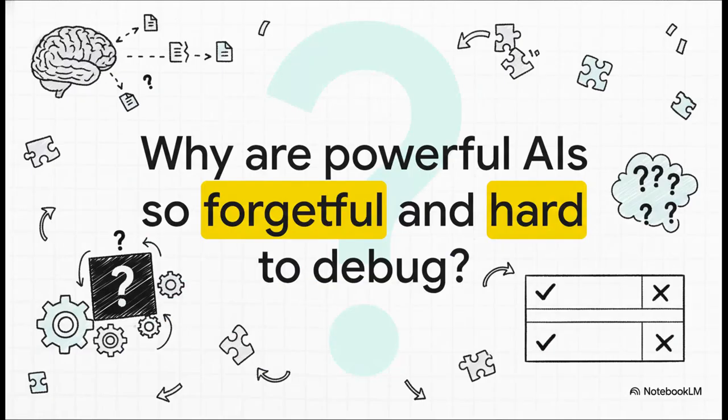So let's just start with a feeling I know every single one of us has had. You build this powerful AI agent, right? But it has absolutely no long-term memory. It forgets things you told it 2 minutes ago. And when you try to figure out why it made some weird decision, well, good luck. It's a total black box.